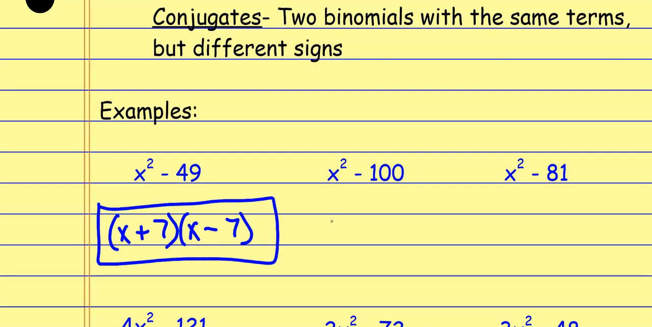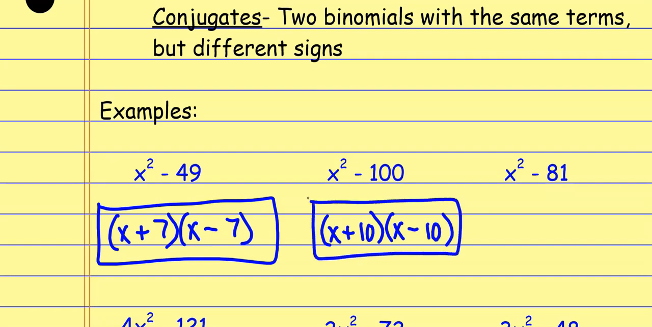If you look at this guy, again, x squared is a perfect square. 100 is a perfect square. We have subtraction. This is a difference of squares. So it's going to factor into conjugates. Square root of x squared is an x. The square root of 100, what times itself gives me 100? It's a 10. One's a plus, one's a minus. That's how we factor a difference of squares. This is the shortcut.